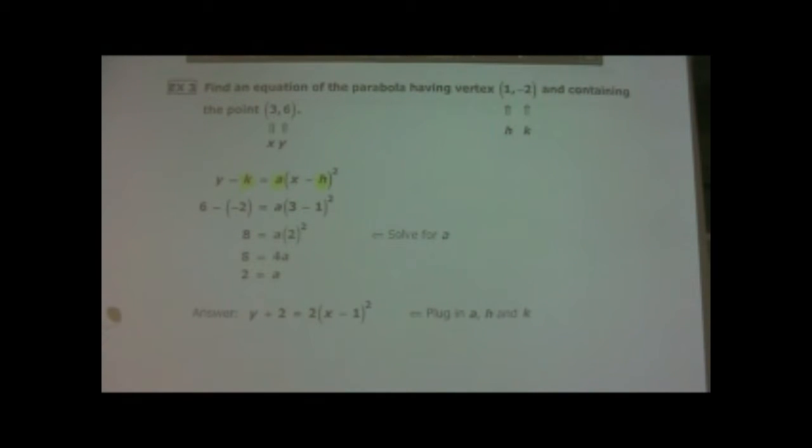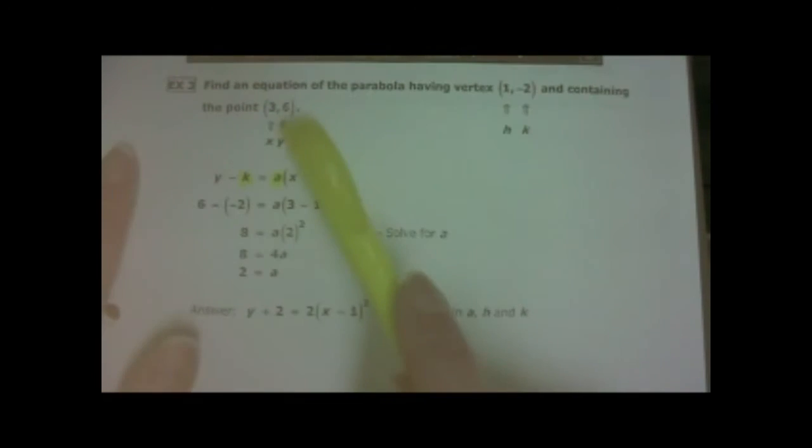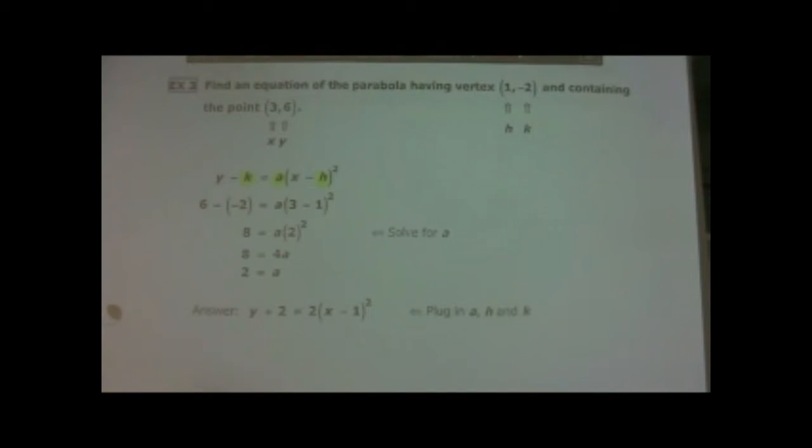If we know what these three numbers are, all we have to do is plug them into this equation and we're done. Okay? So what we're starting with, though, is find the equation of a parabola having the vertex (1, negative 2), so there's h and k for you, and containing the point (3, 6). But here's the issue. We do not have a. And we need a. But because we have this other point (3, 6), we're going to calculate a. This point, we're going to call x and y. And so we're going to plug in h, k, x, and y in this equation, and we're going to calculate a, because it'll be the only variable left.